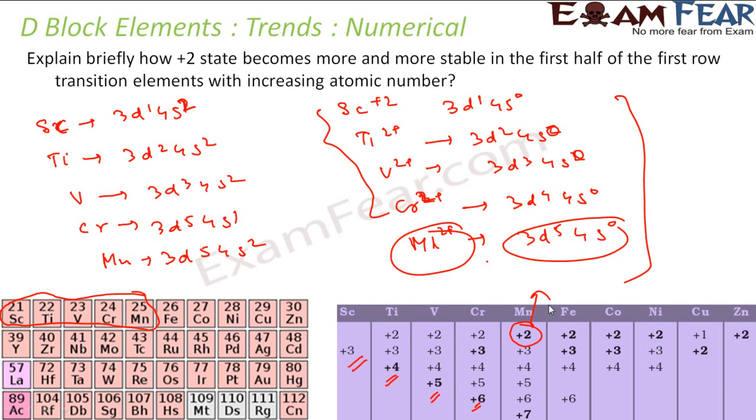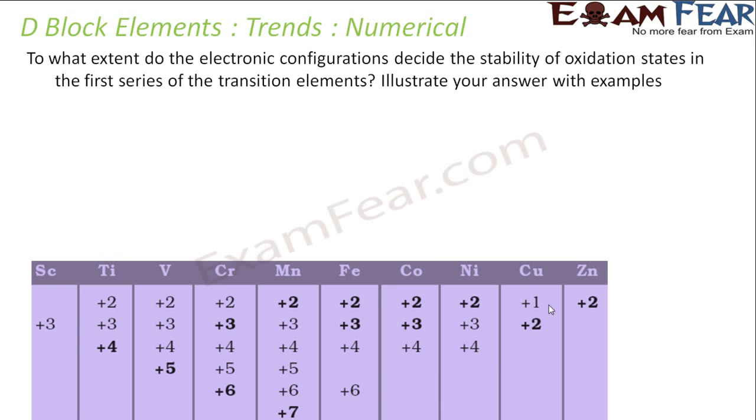Okay. To what extent the electronic configuration decides the stability of oxidation state in the first series of the transition metal? We are talking about the first series. This is the first series, and the question is, to what extent the electronic configuration decides the stability?